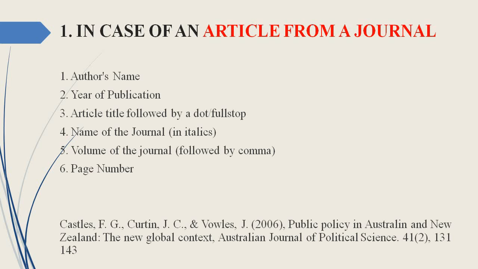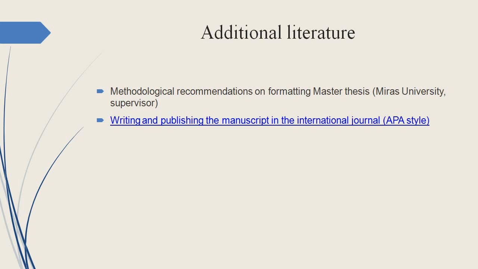It looks like this. First you have all the authors, then the year in brackets, then the title, then in italics the name of the journal, and then the volume, and then the page number. So this is the basic way of writing an article reference taken from a particular journal in APA style. This is the first case. There can be a lot of cases, and we go further.